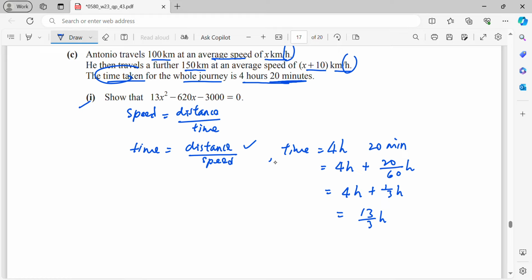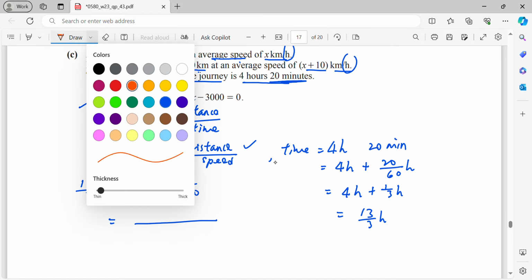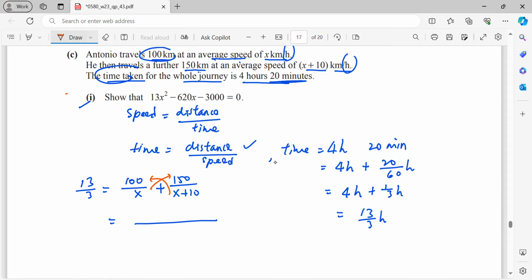So I will use this formula. It will be 13 over 3. Distance 100 kilometers, speed is x. Okay, this is for the first 100 kilometers, plus the further 150 kilometers, the speed is x plus 10. So now for the right hand side, I will get the same denominator by cross multiplication. Then here you will be getting x times x plus 10 as the denominator. Then 100 times x plus 10 plus 150 times x. Left hand side remains.